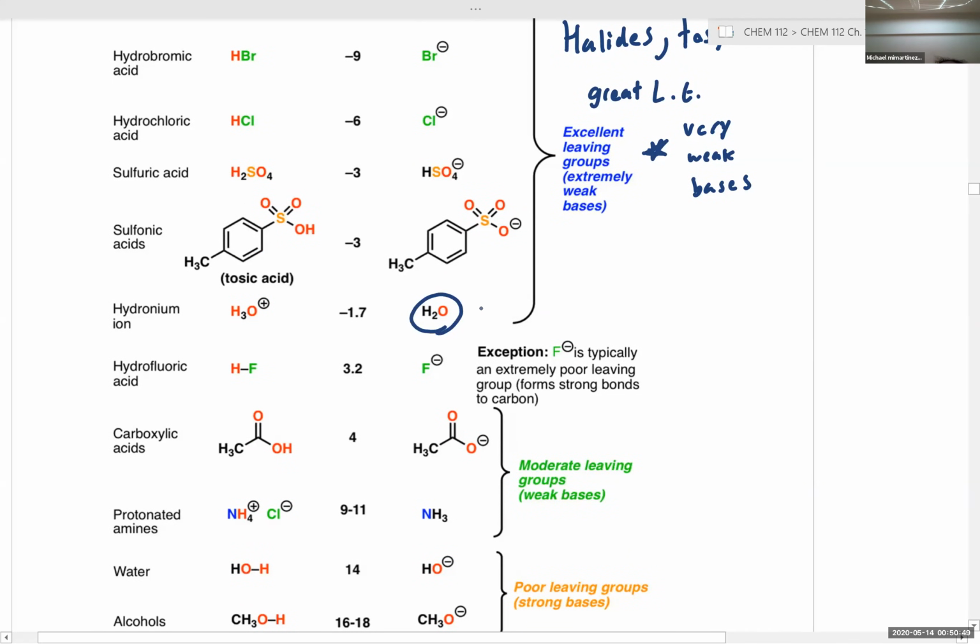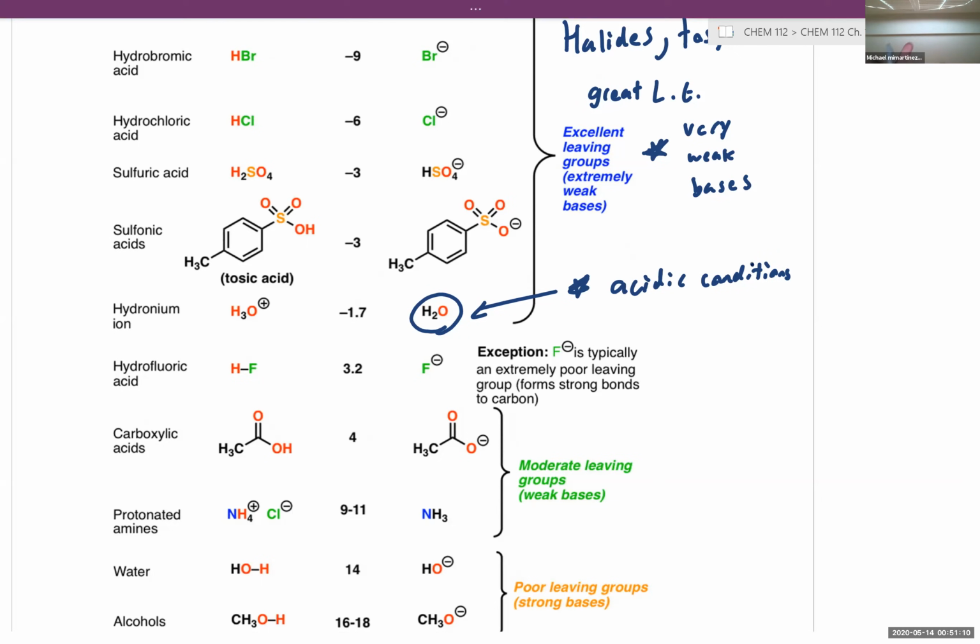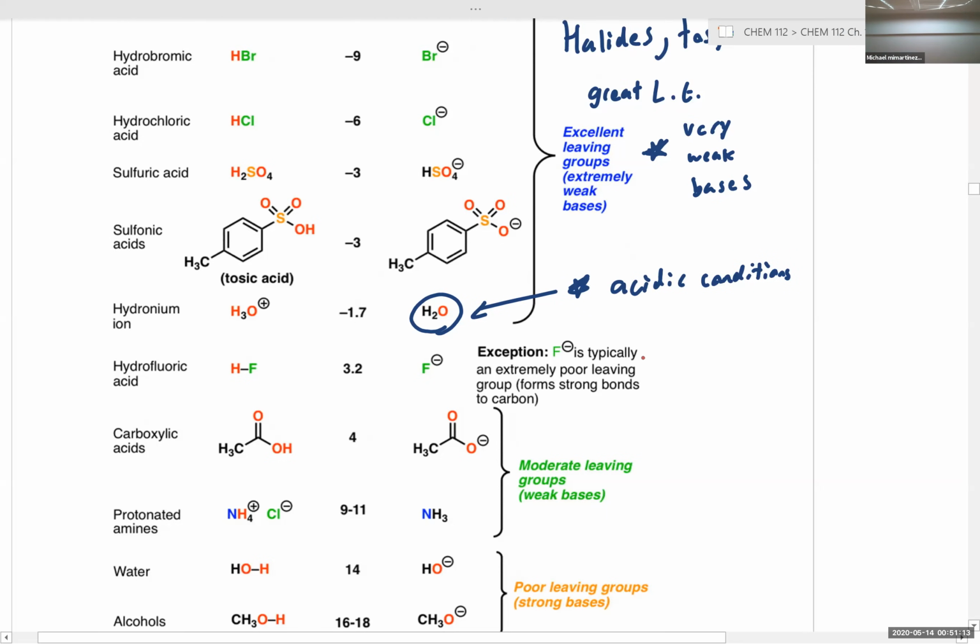Now, water is another good leaving group, but I just want to put a star next to water. Water typically only functions as a leaving group under acidic conditions. You will typically only see water leave under acidic conditions in most cases. Now, there's one exception. Remember when we talked about it last time? Fluorine is an extremely poor leaving group. The carbon-fluorine bond is very strong. So fluorine doesn't react like typical halides.